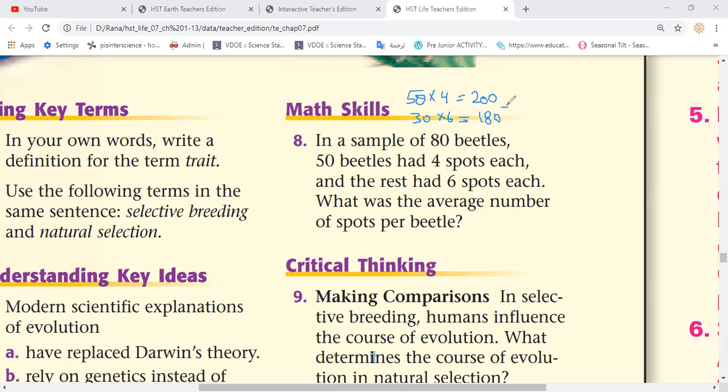So we are going to add these two numbers together, and we're going to have 380 spots. That's the total number of spots for all the petals. So to find each petal, we're going to divide this by 80. So 380 spots will be divided by 80. So what is the result? 4.75 spots per petal. Yeah, 4.75. So we can say approximately 5 spots for each one.